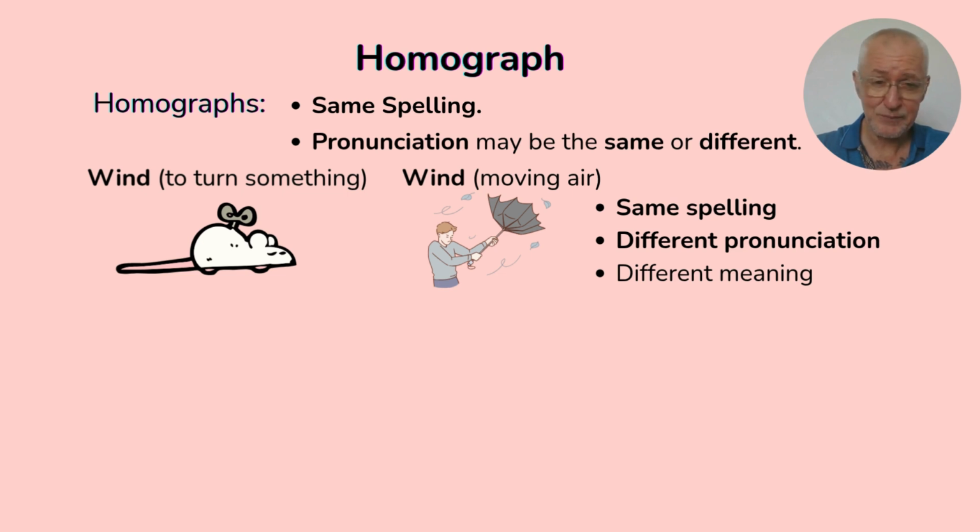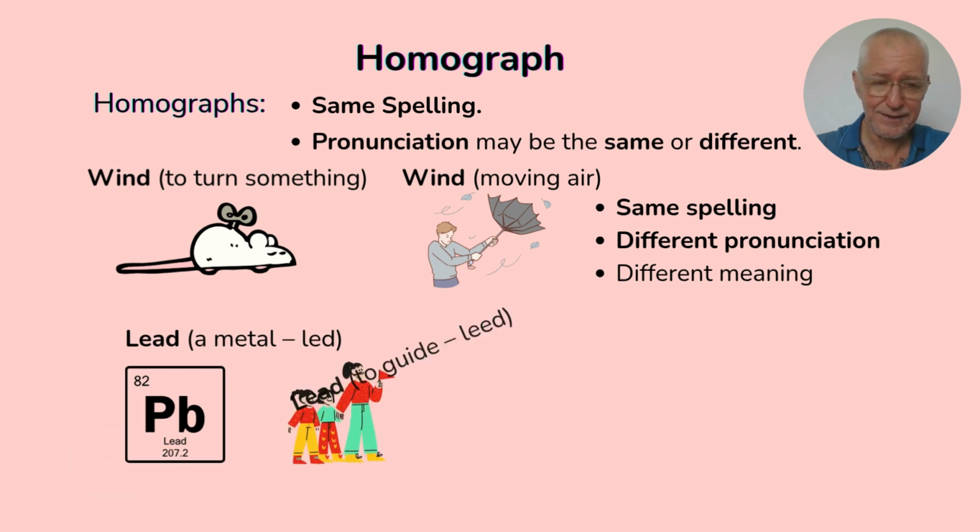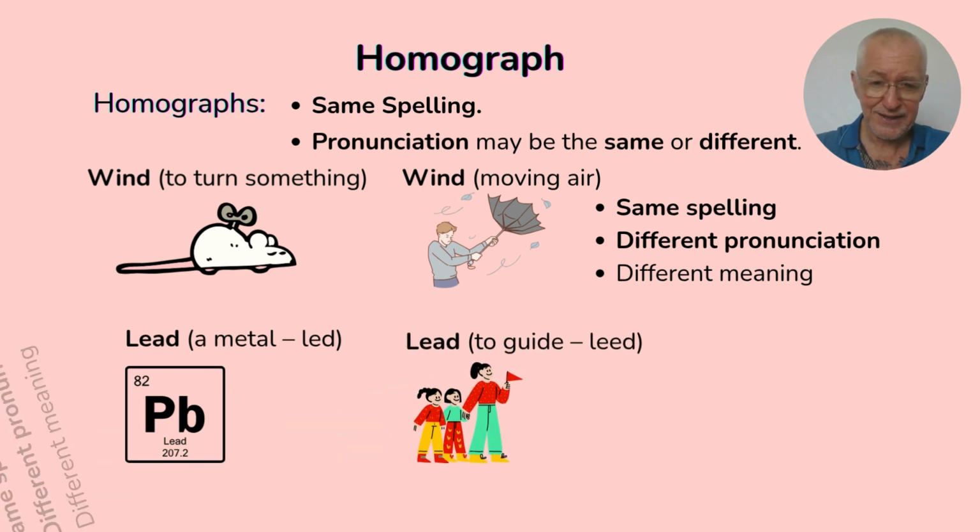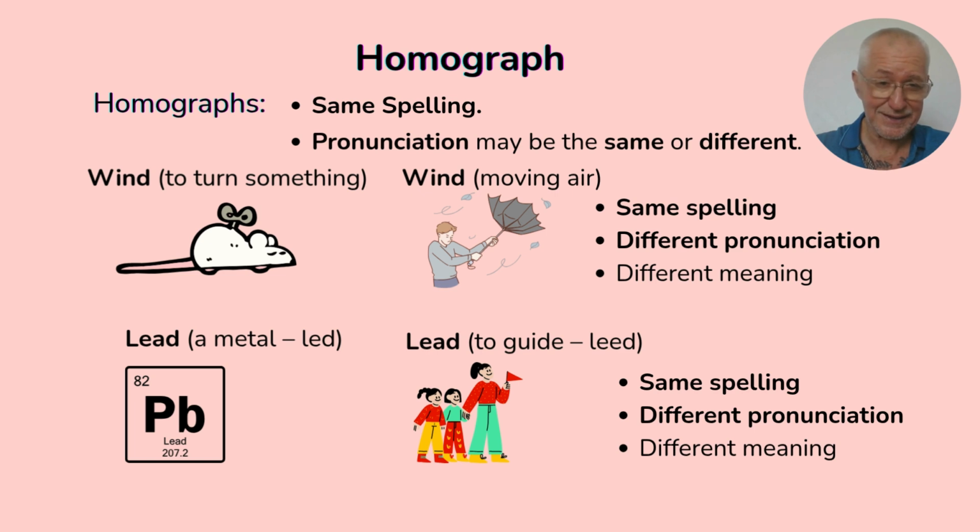Our second example is lead and lead. Spelled L-E-A-D, lead, and L-E-A-D, lead. The same spelling, but different pronunciations, and completely different meanings. The first one is a metal, and the second one is to guide someone. So lead and lead, wind and wind. These are homographs with the same spelling, but different pronunciations and different meanings.